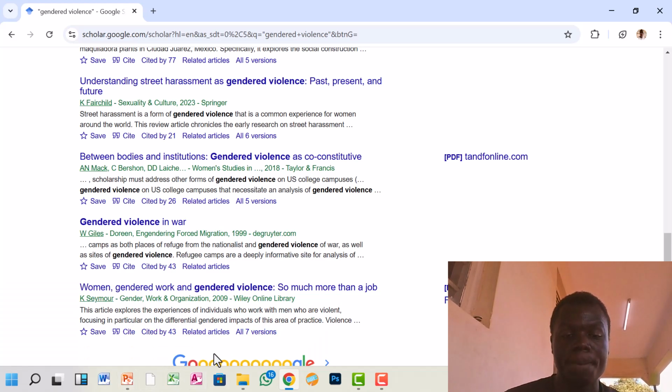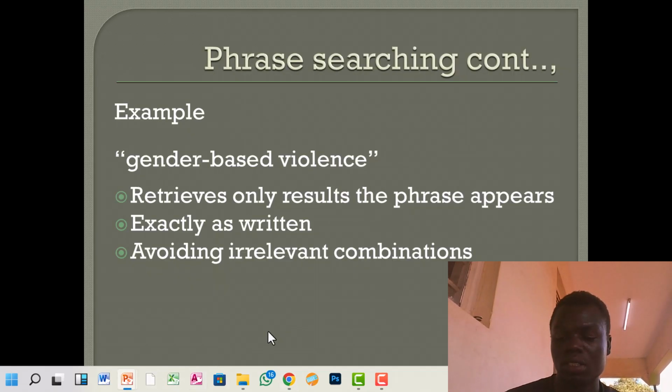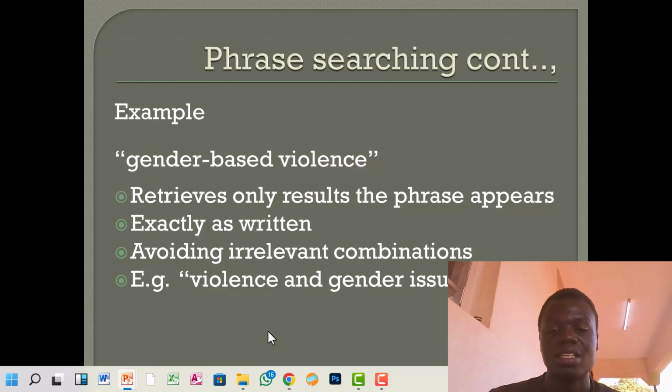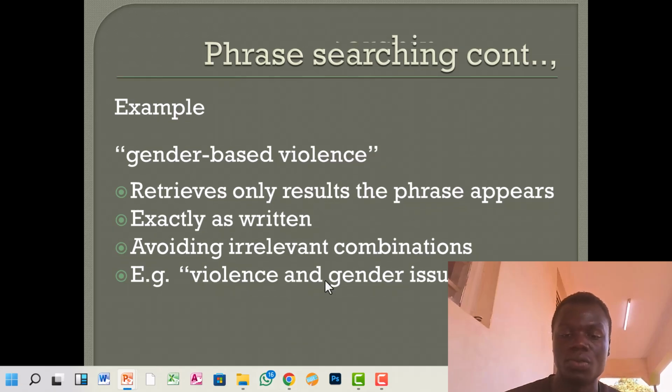So what we need to do is this. For example, this gender and violence issues. If I put that, it will as well retrieve such violence and gender issues all together.